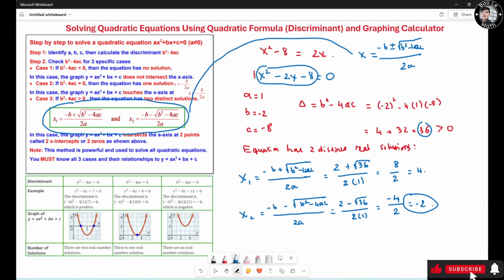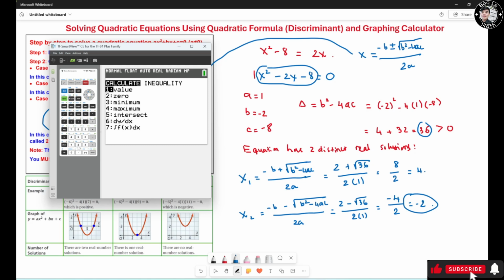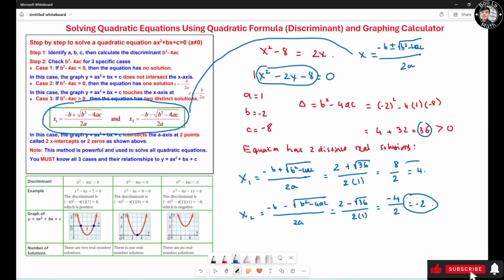Alright, now check the second one. You hit second trace again. Hit zero and move your cursor to the left of the second zero right here. So we stop right here. We hit enter. Move your cursor to the right of the zero, hit enter. Move your cursor inside the two lines right here, hit enter. And the second zero, s equals 4, is right here. Alright.